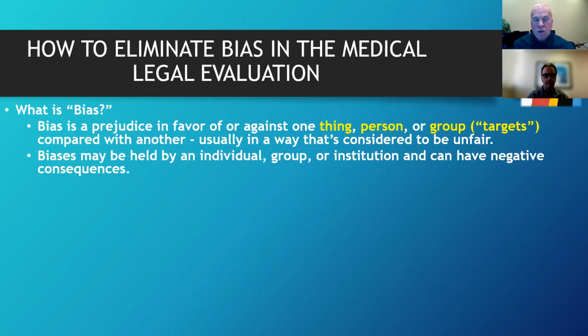Many qualified medical evaluators have biases against claims administrators in general as a whole group, thousands of claims administrators. So it can be against a thing, a person, or a group, and we refer to these as the targets of bias. It's usually in a way that's considered to be unfair. Biases can be held by an individual, by a group, or an institution, and they generally have negative consequences. And in the workers' compensation system, the negative consequence is that those prejudices result in benefits that are not accurate.